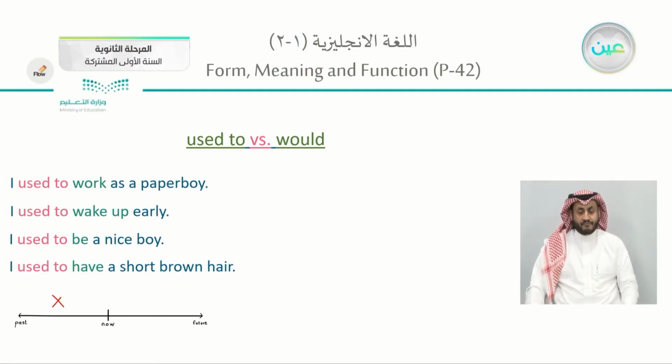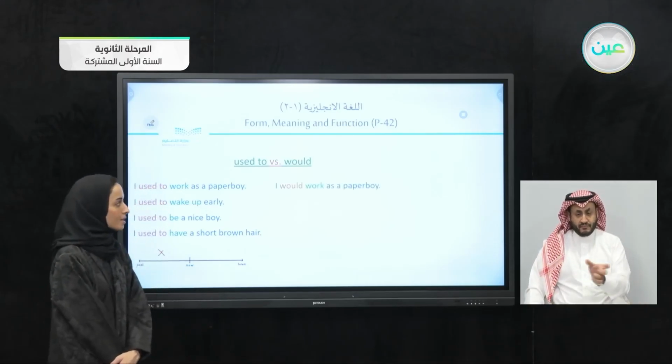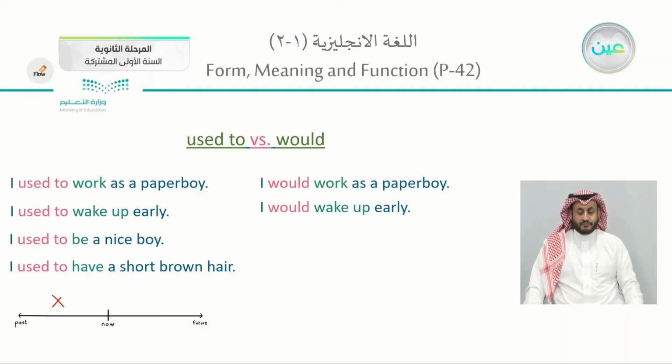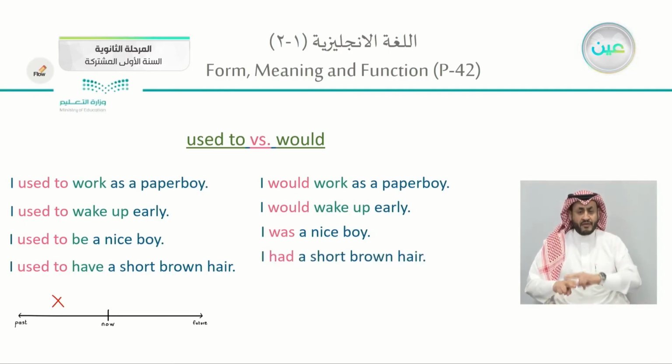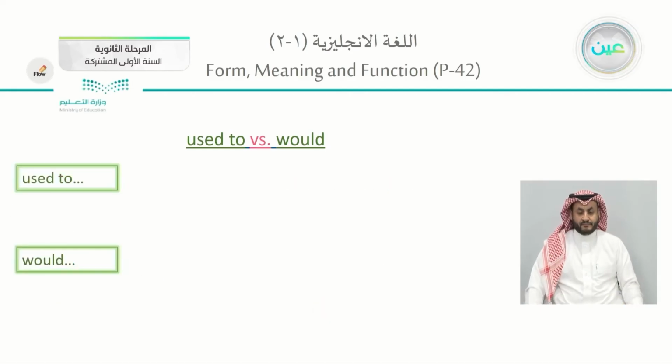How about would? Let's change these sentences into would. We will say, I would work as a paper boy. Also, I would wake up early. However, in here, I was a nice boy and I had short brown hair. These as well, all of them happened in the past and no longer happening. However, with would, we will use something that is an action, not a state describing a person. It is an action.